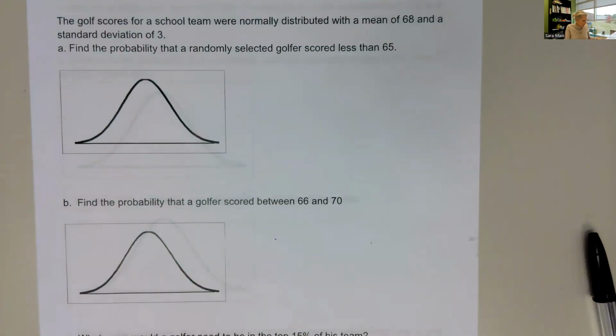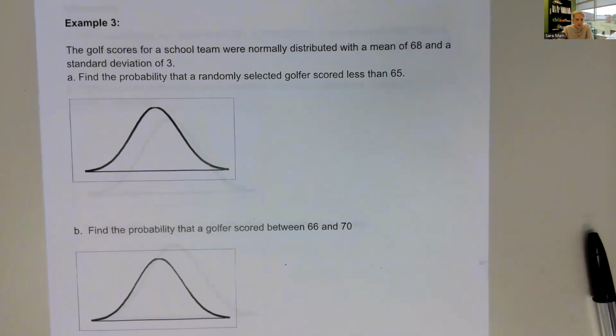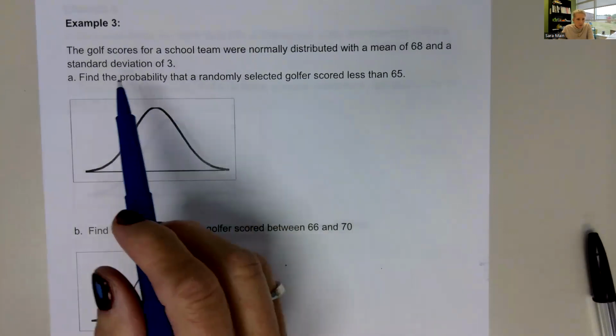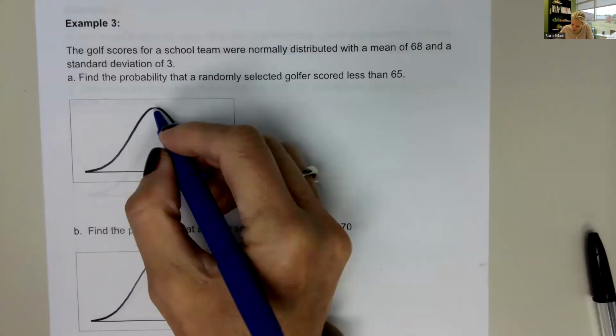Let's look at example 3. It says the golf scores for a school team were normally distributed with a mean of 68 and a standard deviation of 3. Find the probability that a randomly selected golfer scored less than 65.